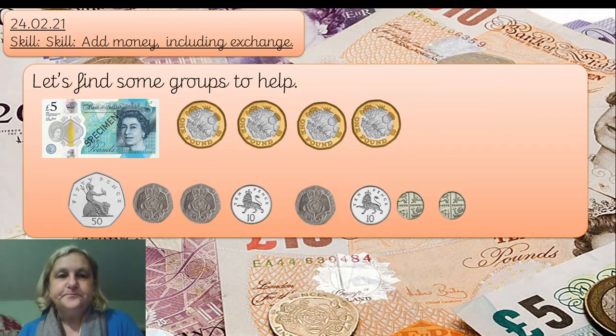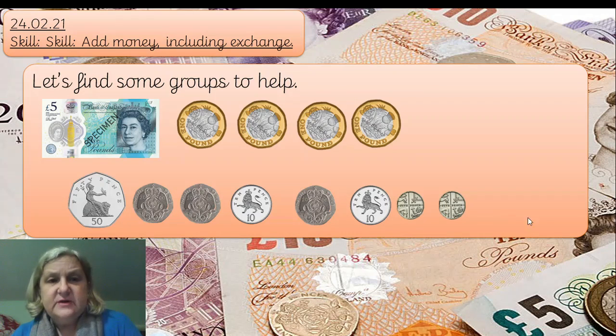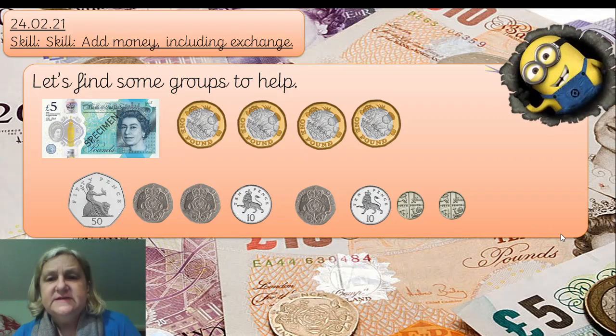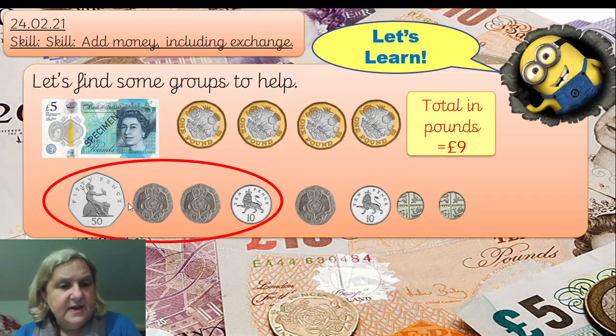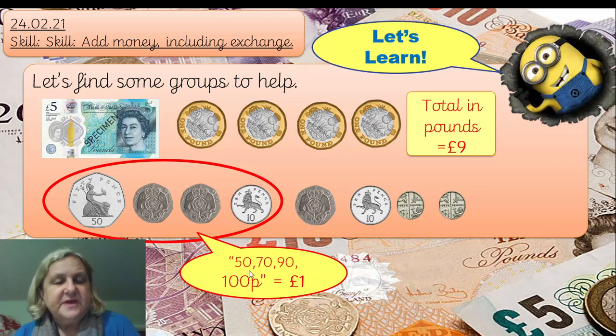Okay, so here I've put them into order, and that will help us to find some groups. So the first thing I would do is I would add up my pounds along the top to help me, and I've put them into little groups. Here at the bottom I've made a pound group, or 100 pence group. So I've got 50, 60, 70, 80, 90 and £1, and that's how I would count it on. Okay, so 50, 60, 70, 90 and a 100, which is £1.